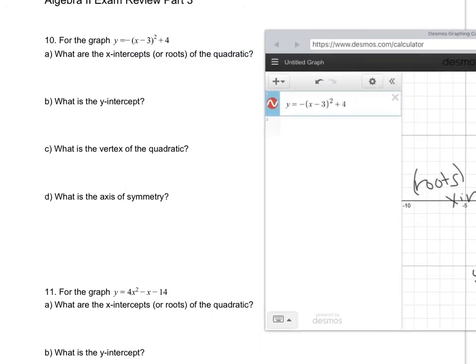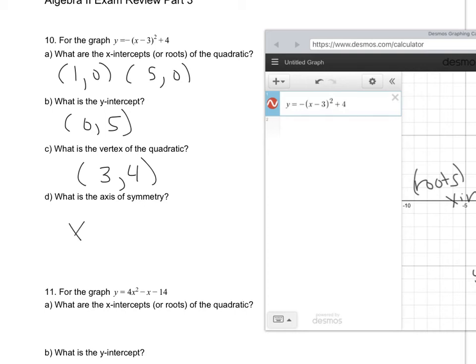So let's move this over here and answer some questions. So what was the x-intercept? Well, they were (1, 0) and (5, 0). The y-intercept was (0, -5). What was the vertex of the equation? Well, the vertex was (3, 4). And the axis of symmetry we didn't talk about, but the axis of symmetry is always x equal to whatever the first part of the vertex is. So that's x equals 3, because that's the vertical line that goes through the vertex.